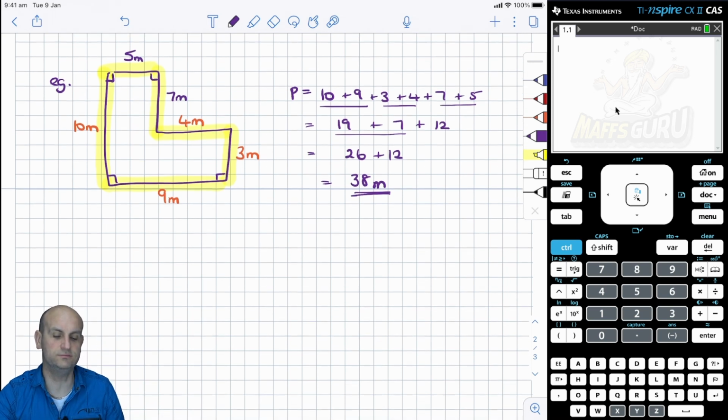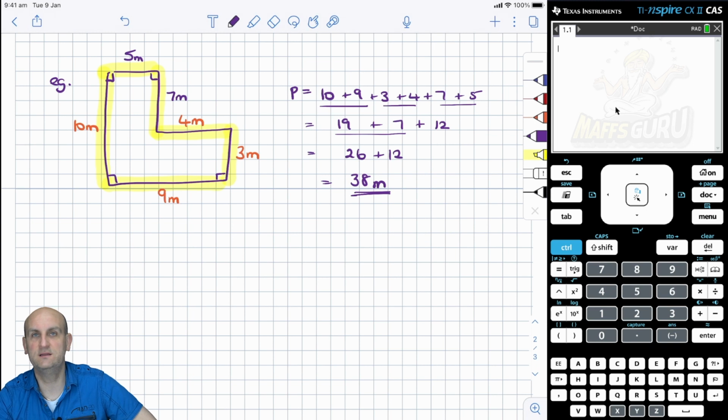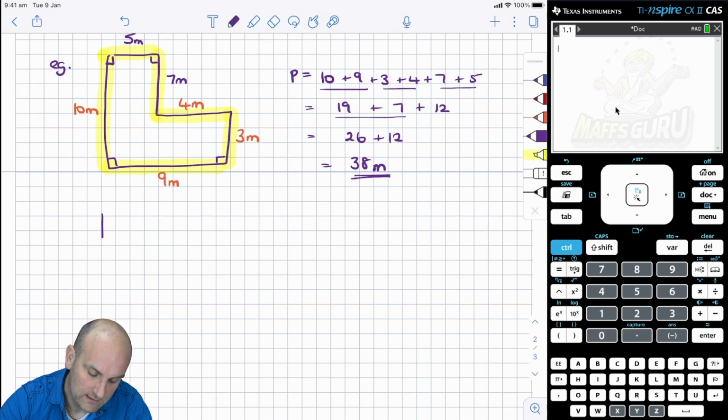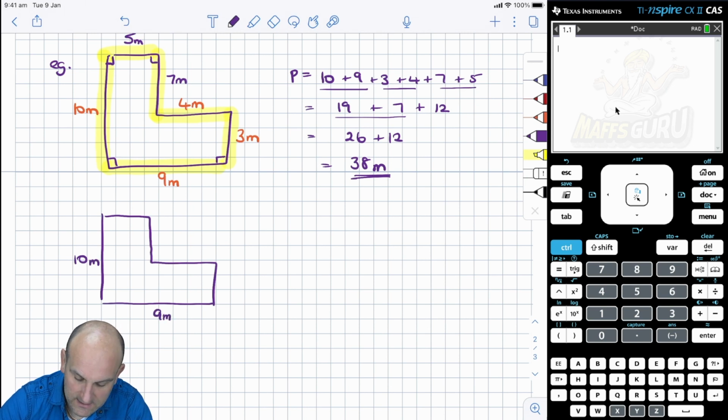And then everyone goes, whoo, a lot of working out. And I go, yeah, a lot of working out, because there was another way to think about this one. And these are very specific to these type of questions. So let me just try and draw it again, very badly. So there's 10 meters, and there's 9 meters, and 3 meters, and I gave you 4 meters there.